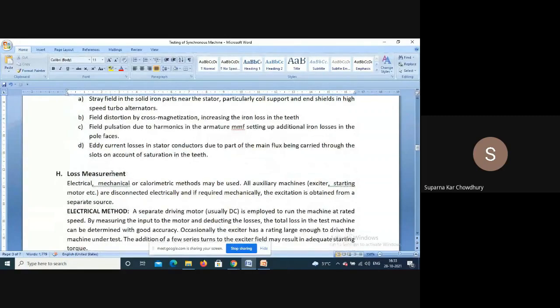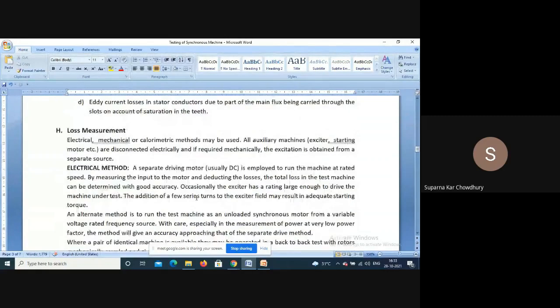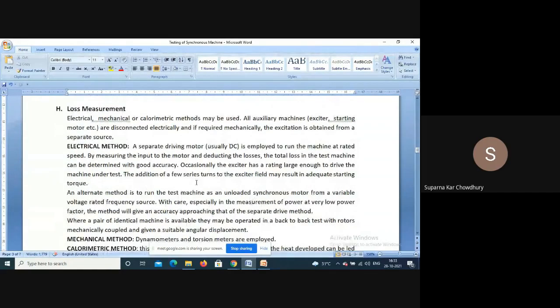Now, for loss measurement, there are different methods, not only for a synchronous machine, but for any rotating machine. Basically, there is loss separation. There are three methods: electrical method, mechanical, and calorimetric method. Mechanical and calorimetric methods, I'm not going to go into in detail.